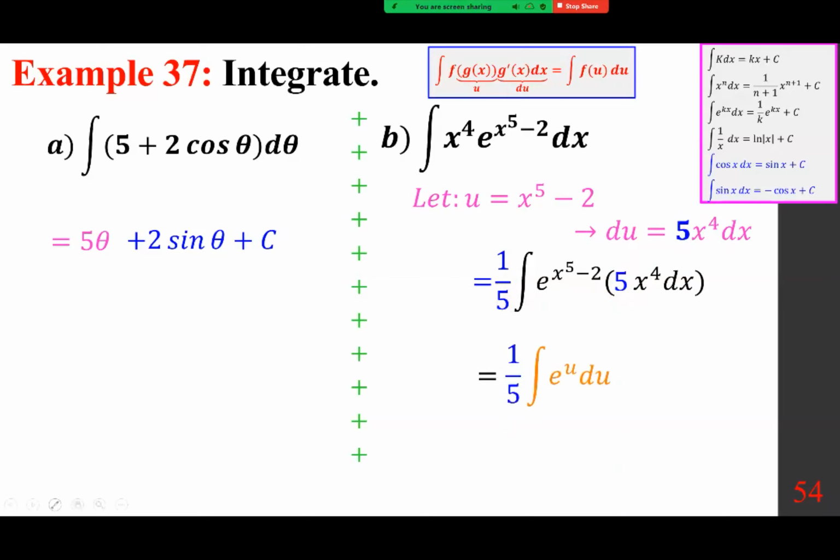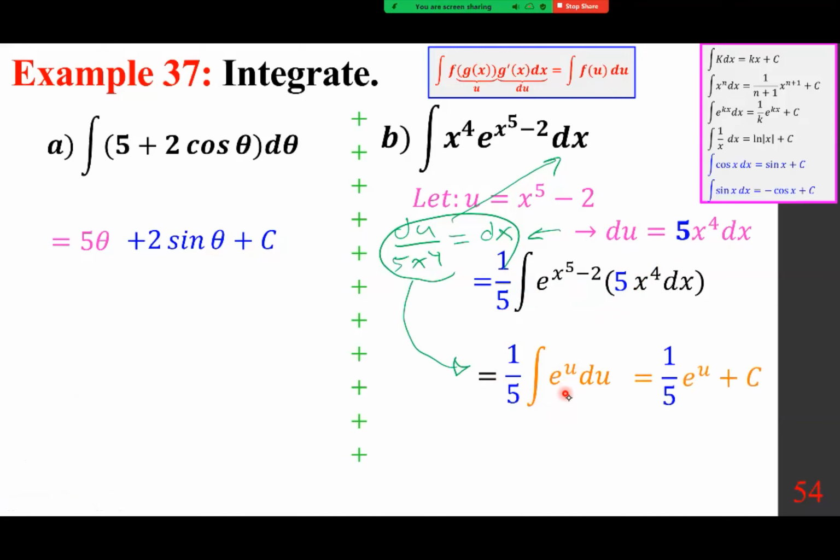In many texts, they do the following. They solve for dx, and they replace it here, and they get to the same answer. I believe either way is fine. This method that I'm telling you is a lot easier. You know the integral and the derivative of e to the power of u is itself, and you replace the u. And as always, you can differentiate the result to check your work, and we're done.